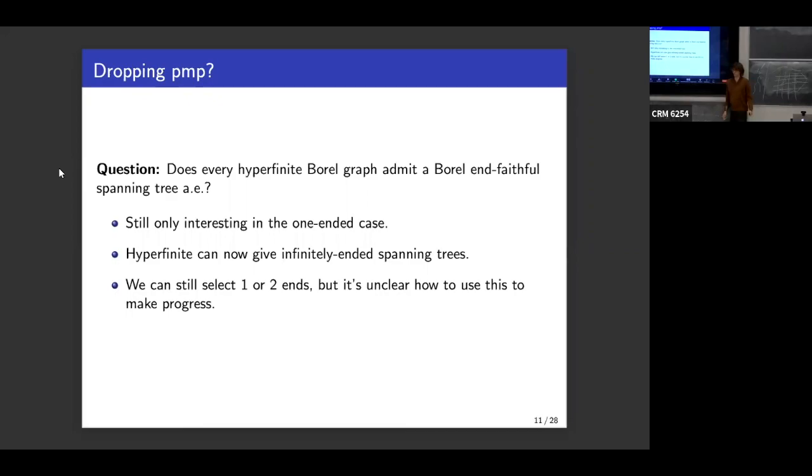The issue with extending the proof that I just told you in detail is that I can now have infinitely ended spanning trees that come from my hyperfiniteness. My hyperfiniteness no longer guarantees me a spanning tree with one or two ends in particular. So there's a tiny bit of hope that you can extend that proof just by using the fact that in a measurable way, I can select one or two ends from any of my spanning trees. But I have absolutely no idea how to make use of this fact to get to a one-ended spanning tree. If someone has some idea about how to do that, I'd love to hear it, but I don't know how to do it.